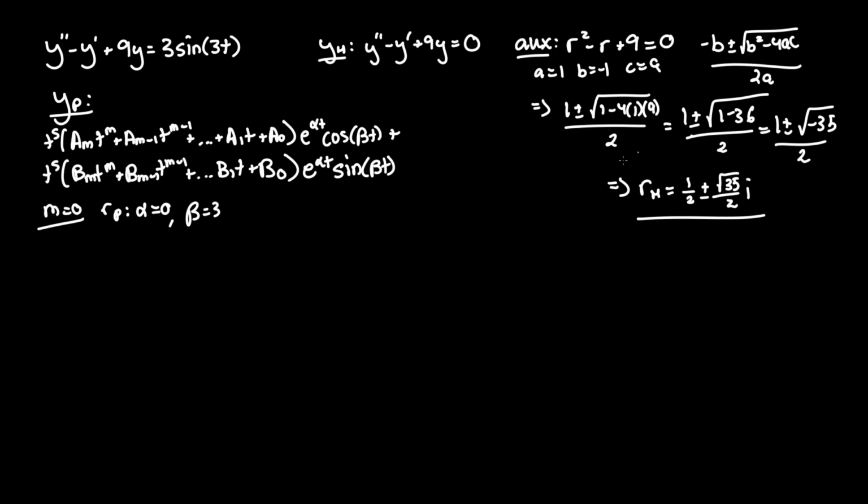Is that the same as our homogeneous solutions of alpha equaling 1/2 and beta equaling root 35 over 2? Obviously not. So, no repeated solutions, so s equals 0. And that's all we need now.